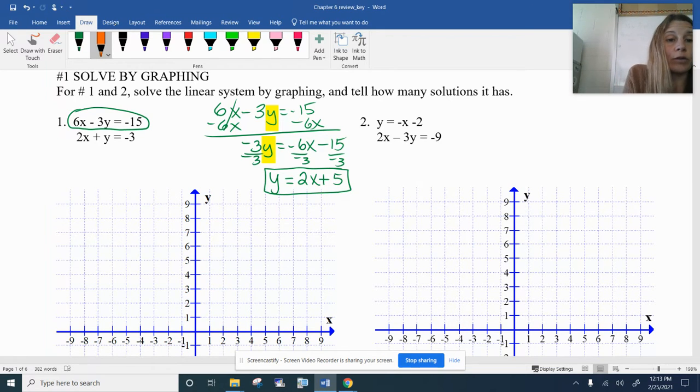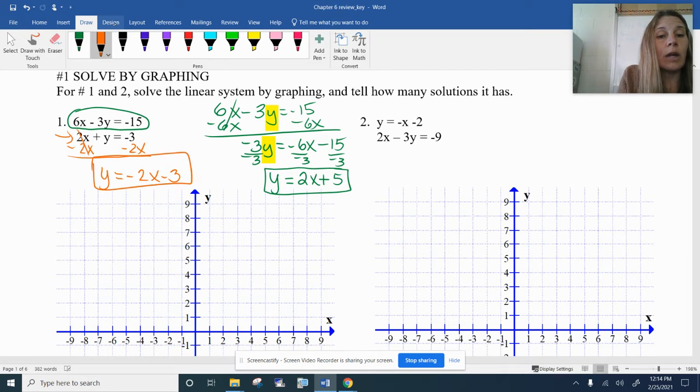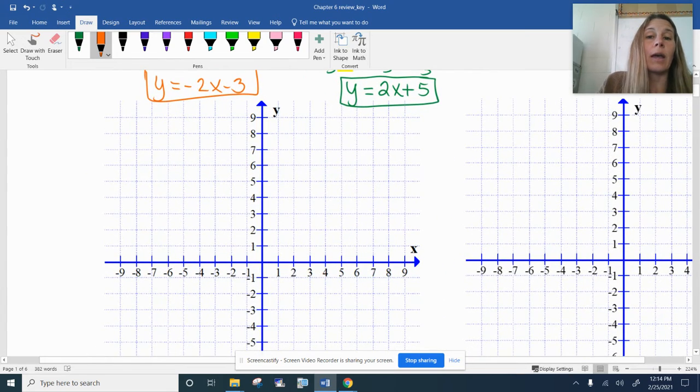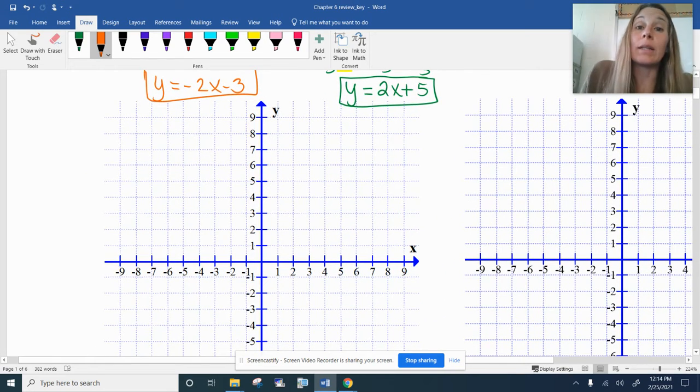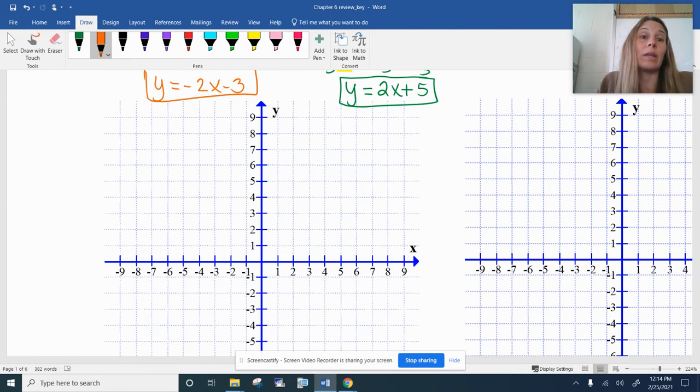Then the other equation over here, this 2x plus y equals negative 3, I'm just going to move my 2x to the other side by subtracting it. And I have y equals negative 2x minus 3. So now I want to graph both of these linear equations on my graph. And I want to see if there's a point where they intersect. That would tell me that I have one solution to this system, and that solution would be that point where they intersect.